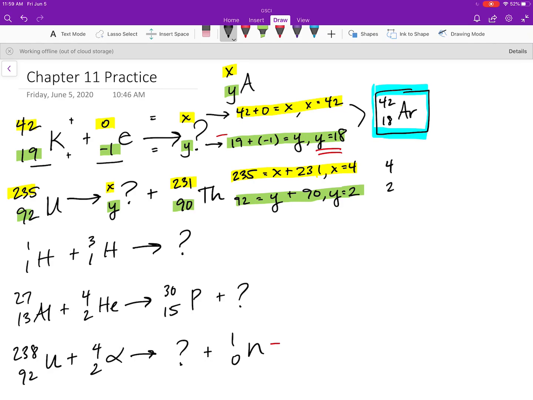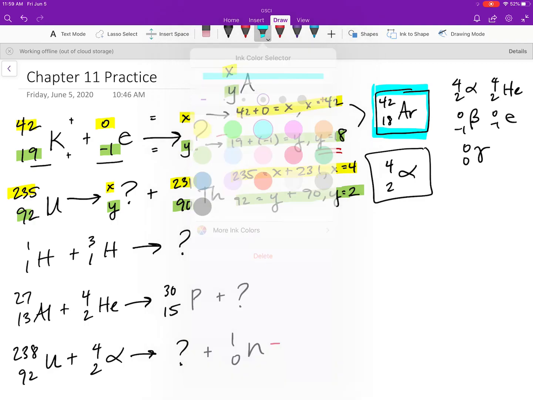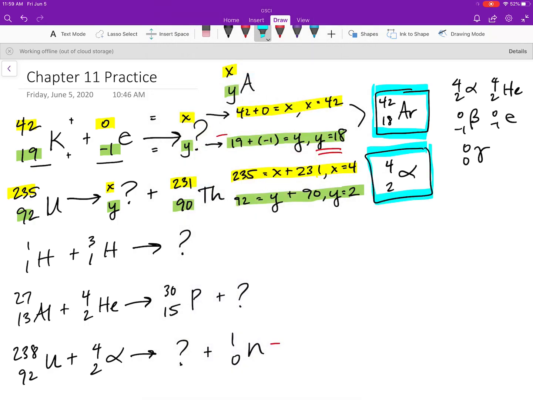And so you need to know the different particles. You remember we had the alpha particle, which was also a helium. We have the beta particle, which was also an electron, and then we have the gamma ray. So in this case, the 4 and the 2 match up with an alpha particle, or you could write helium. Both of them are correct. They would be counted correct. And so when uranium decomposes, it's going to release an alpha particle and form thorium.